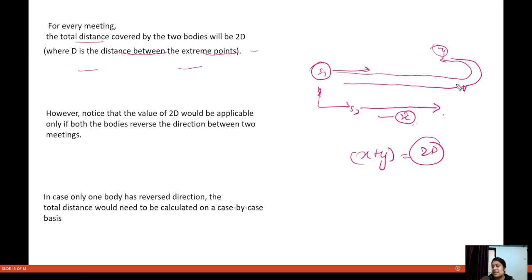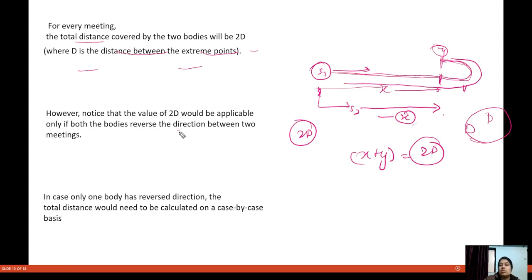Why? Because this s1 has come and returned at this point, and this s2 is x here at this point. So this plus this is d, and already this s1 has traveled d. So the total distance traveled by the two bodies will be 2d between any two points. So whenever they are meeting, they would have covered distance 2d between any two points.